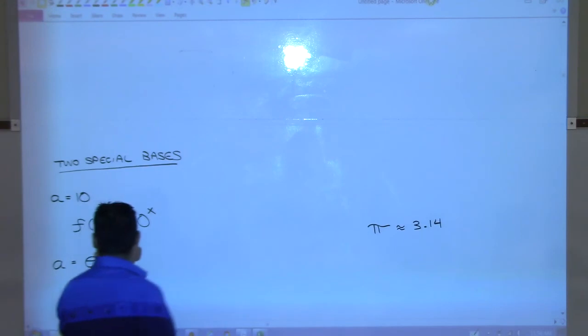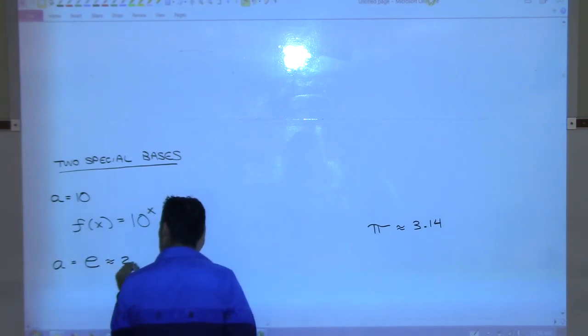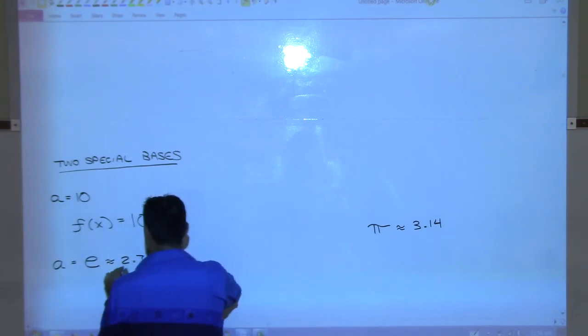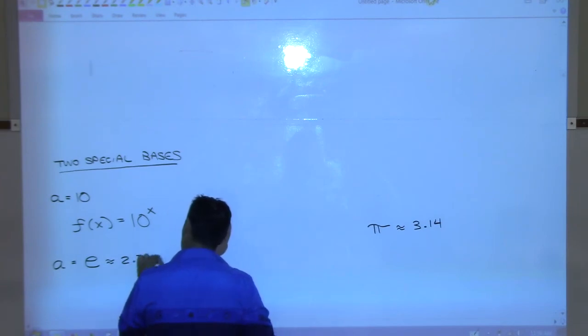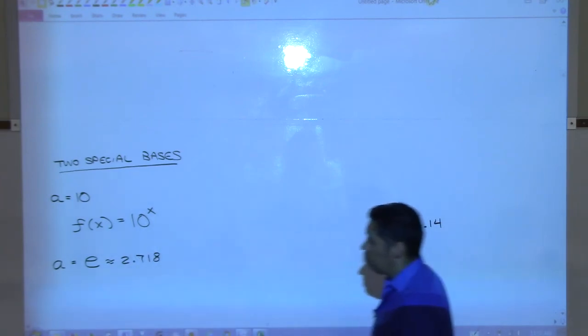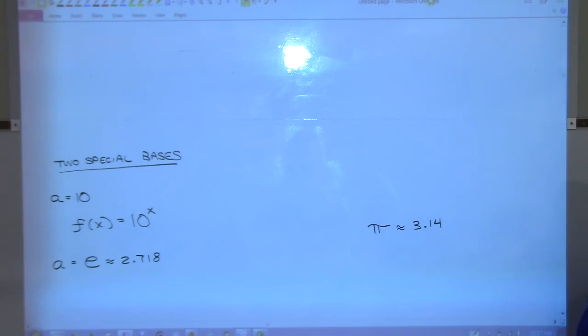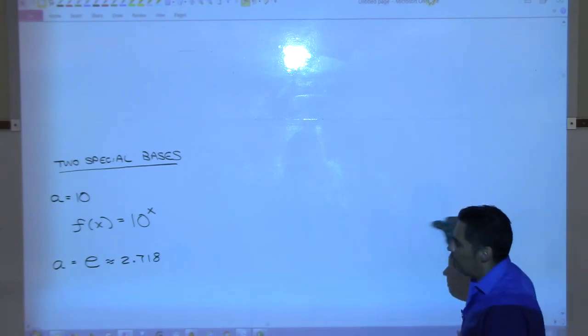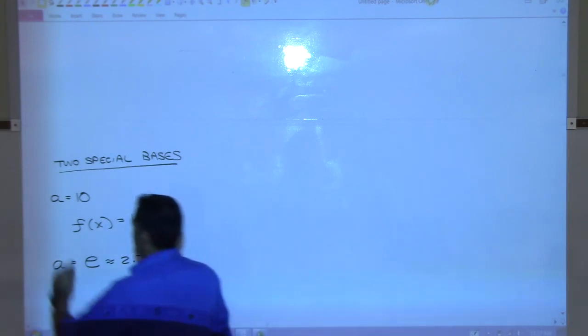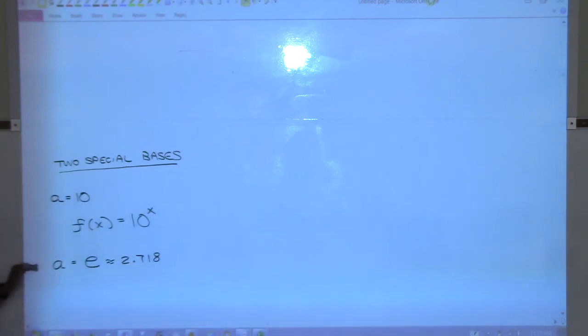Okay, and e is approximately 2.718. Now, e is extremely important in mathematics. Extremely, extremely important. Can somebody in here tell me for both of these special bases, whether or not we have exponential growth or decay? And why? Are these examples of growth or decay?